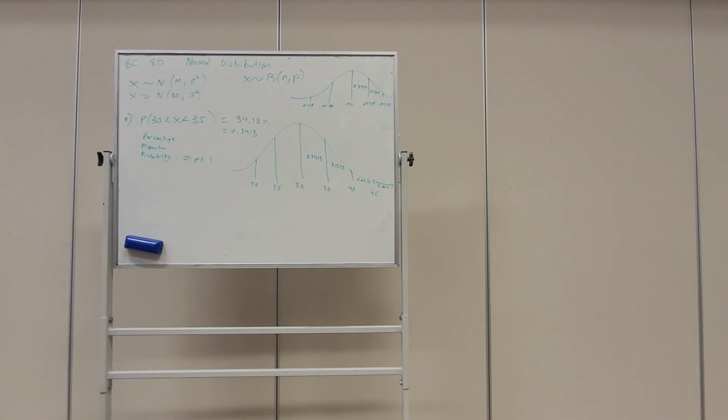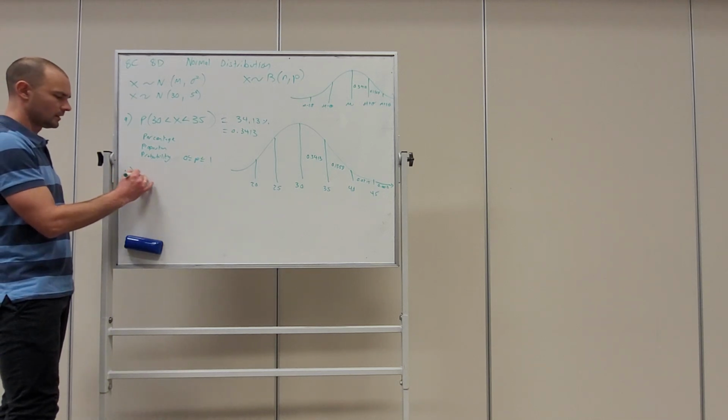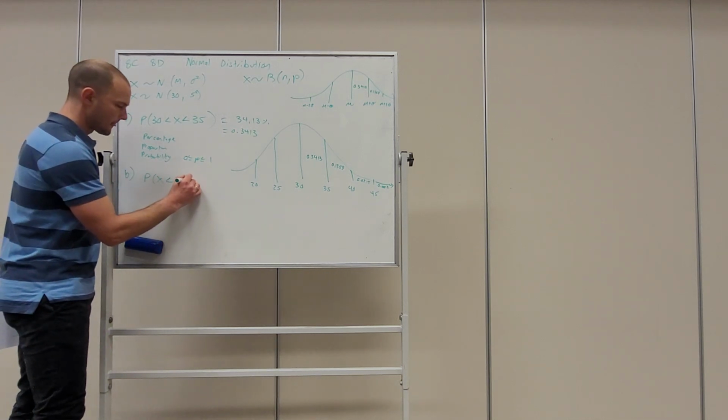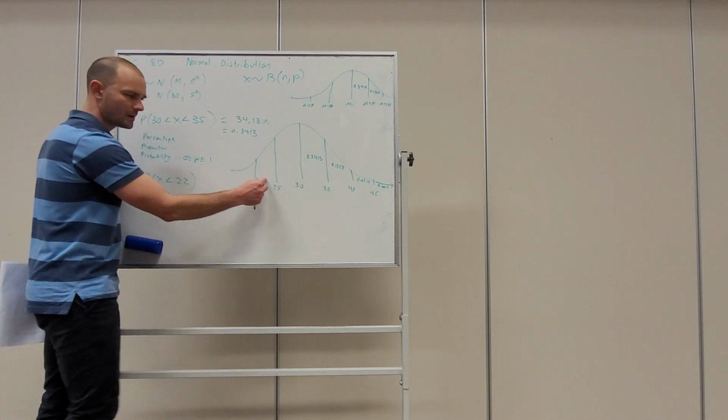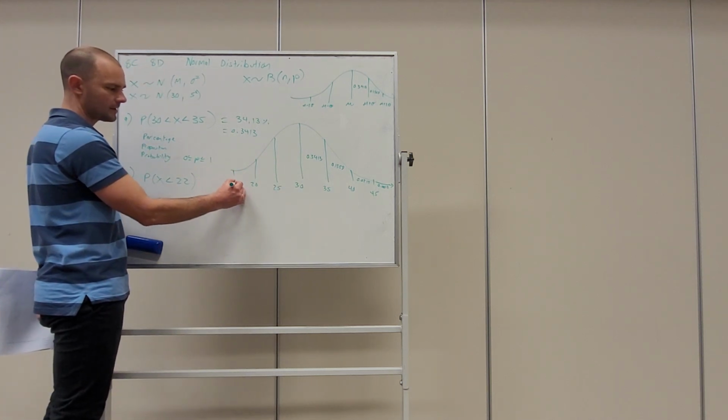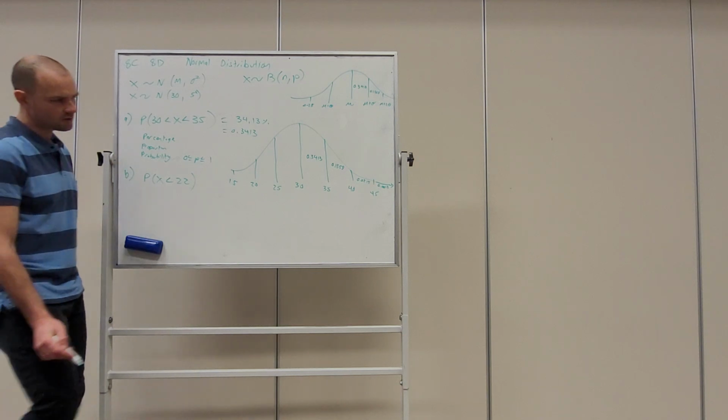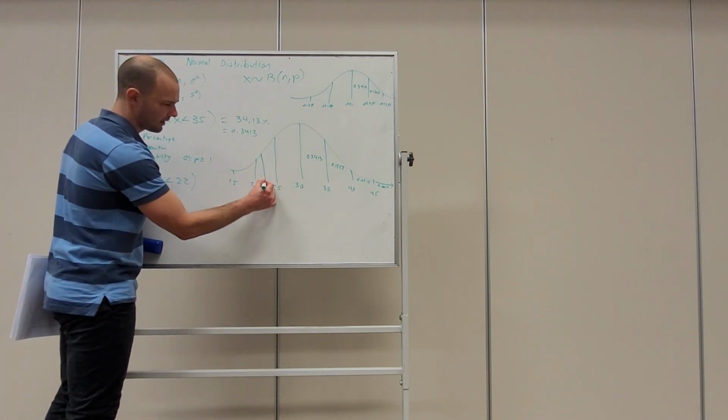Okay, next one. Find the probability of x being less than 22. Now, for this one here, if we're going to look at our curve, we don't have 22 appearing on the curve. In fact, the next number down here would be 15, and 22 is going to be here somewhere.